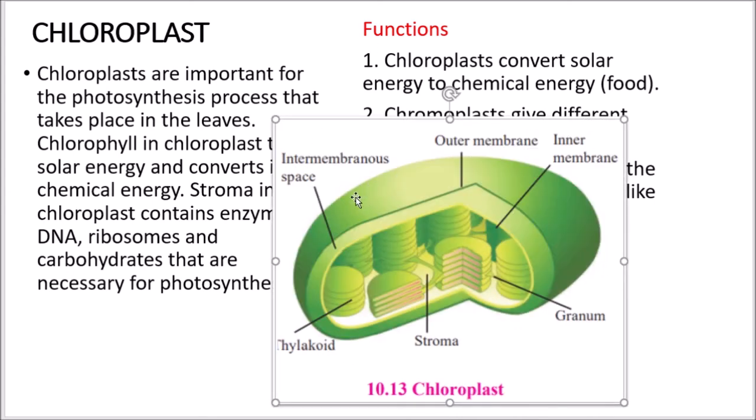It contains the outer membrane, which is the external one, and below the outer membrane there is the intermembrane space. The inner membrane is present below this. Then there are thylakoids, these are the thylakoids. Here the spaces are called the stroma, and here the granum. So these are the parts of the chloroplast.